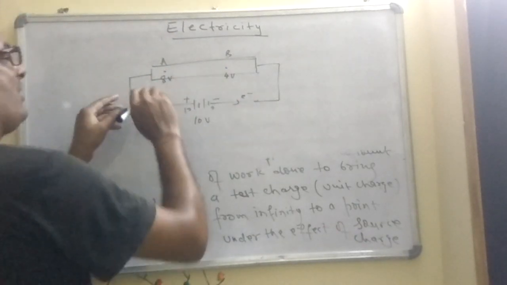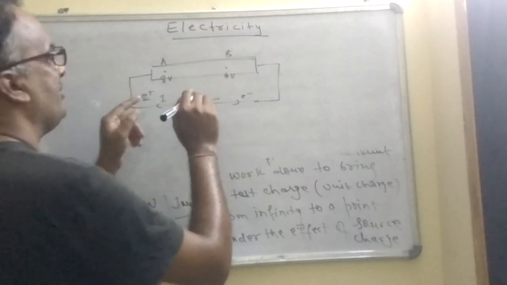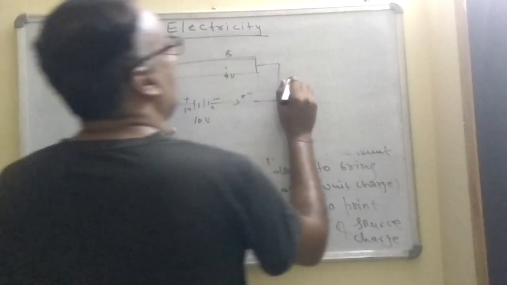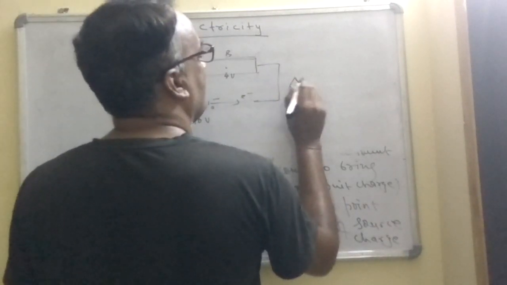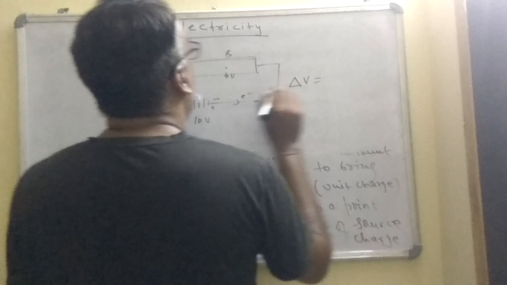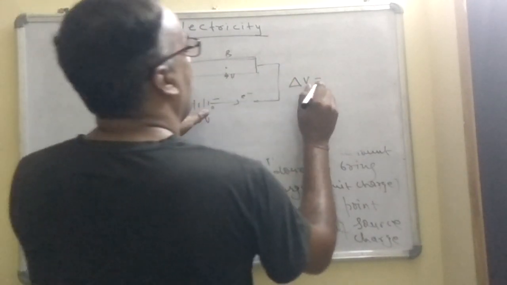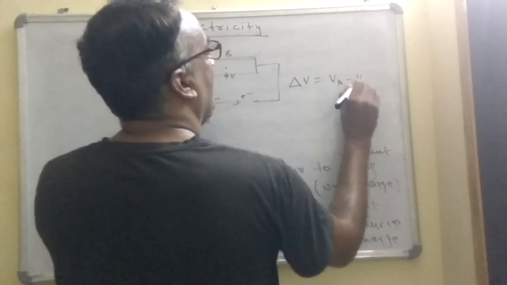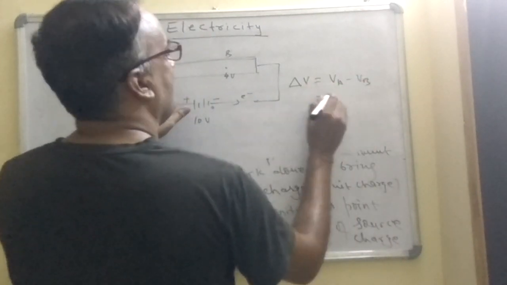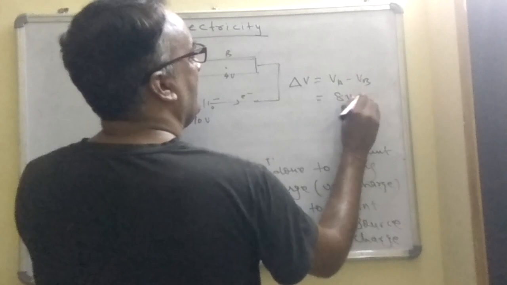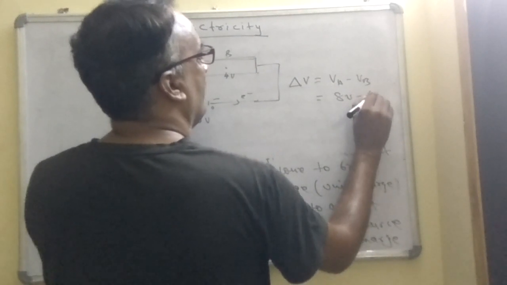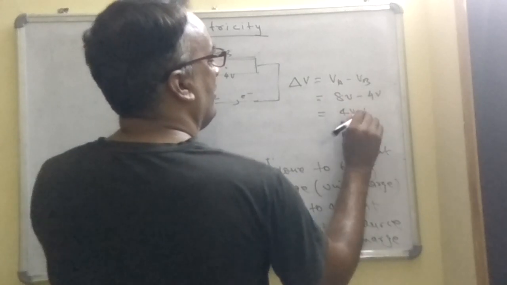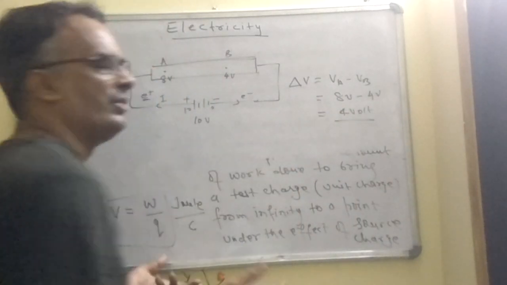You know that the charge always flows from high potential towards lower potential, right? So what is the potential difference? पोटेंशियल डिफरेंस को हम डेल्टा V से डिनोट करते हैं, ठीक है। तो ये हो गया high potential से low potential, तो फिर potential difference क्या होगा? V_A minus V_B. V_A कितना है? It is 8 volt. और V_B कितना है? That is 4 volt. So potential difference कितना हो गया? 4 volt हो गया. This is called potential difference.